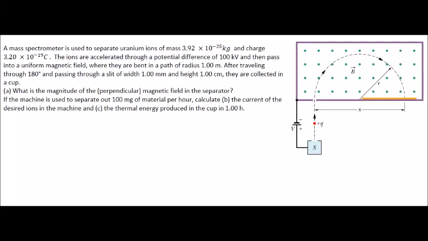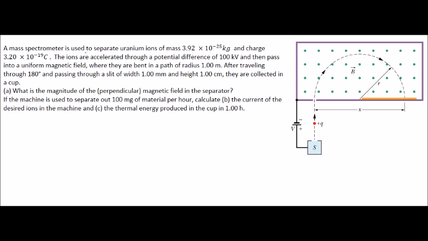Good morning, everybody. So today I will be solving this problem. It's problem 25 from Halliday and Resnick in chapter 29, the chapter on magnetic field. And this is the image of a mass spectrometer. So let's see the image and follow the text.